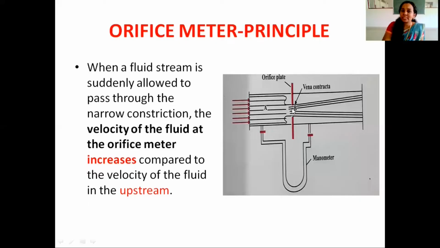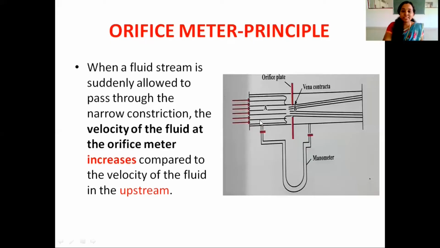Velocity of liquid increases means the kinetic energy of that fluid increases. If the kinetic energy increases, then according to Bernoulli's theorem, pressure energy will be decreased. Okay, here you can see an increase in the kinetic energy of that fluid. According to Bernoulli's theorem, the kinetic energy of the fluid increases, then automatically pressure energy will be decreased. So a decrease in the pressure head will occur. We can measure this pressure head using this manometer.